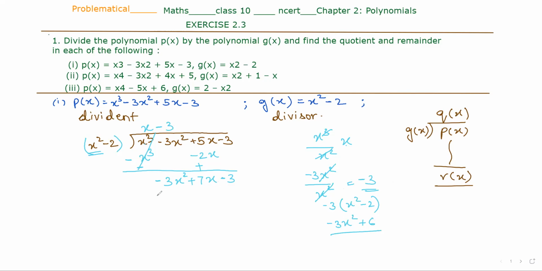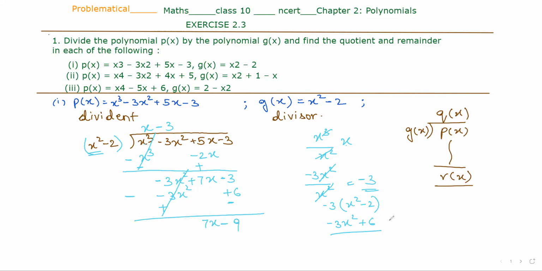X square term, minus 3x square, is to be written under minus 3x square. 6 is a constant, written under constant. Again, these two terms have the same sign, so you'll subtract them to cancel them out. The sign of the second term will change. Minus becomes plus and plus becomes minus. These two terms get cancelled and the rest of the terms are copied down. 7x as it is, minus 3 minus 6 leads you to minus 9.